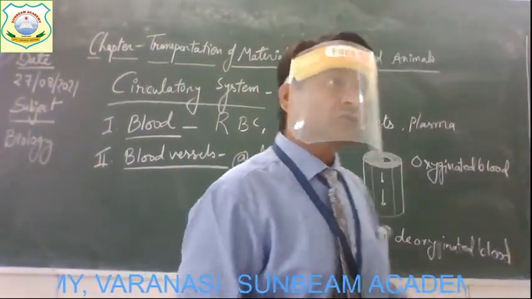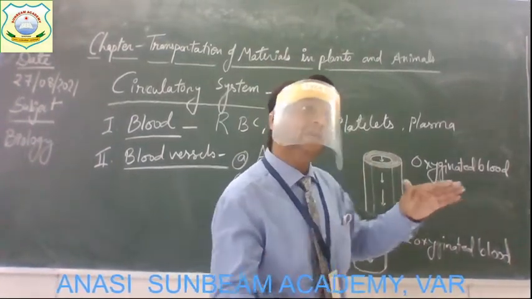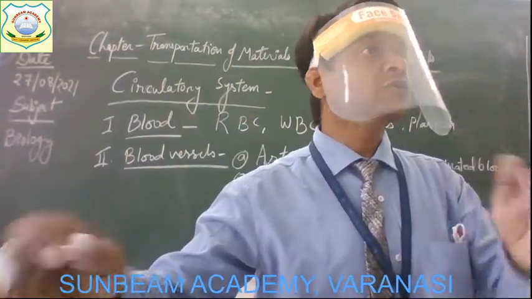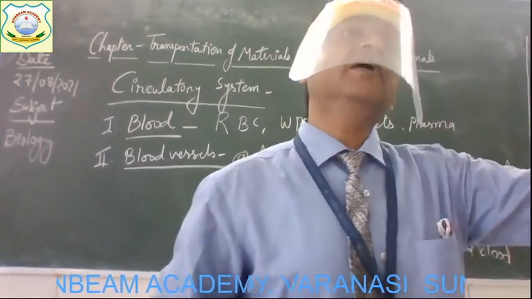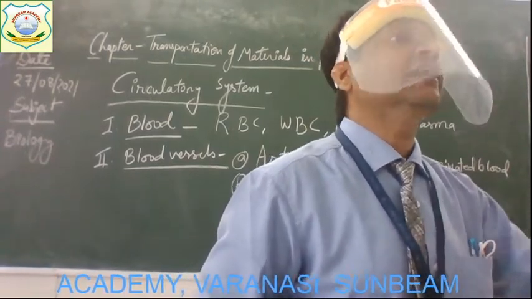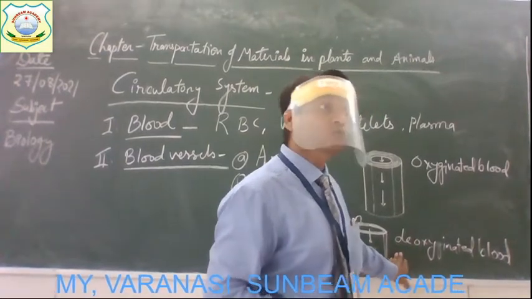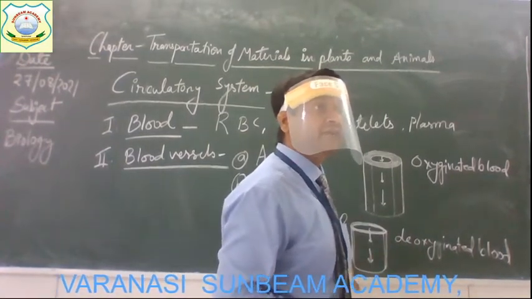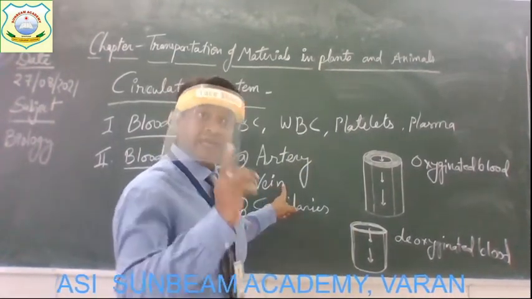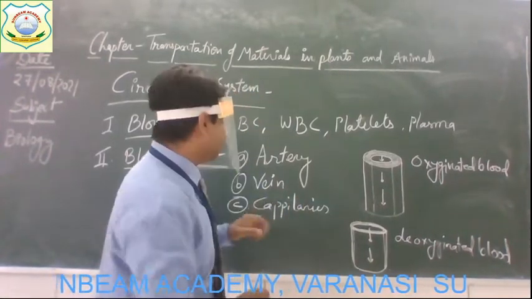Get it? So this carbon dioxide-rich blood travels back from body tissues to the heart, and from the heart it moves back to the lungs, and from there it is exhaled. Clear? So such blood is known as deoxygenated. And who carries such blood? Which kind of blood vessels carry it? Veins. Alright. Understood everyone? Now come to the third one.